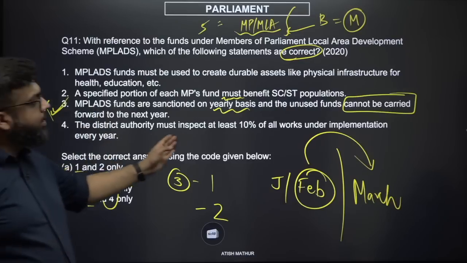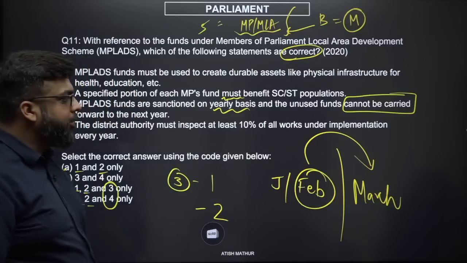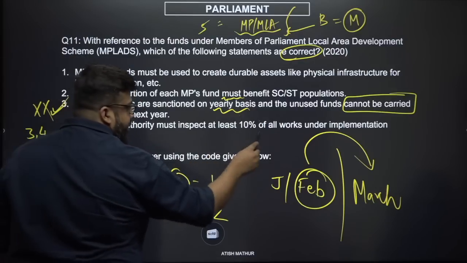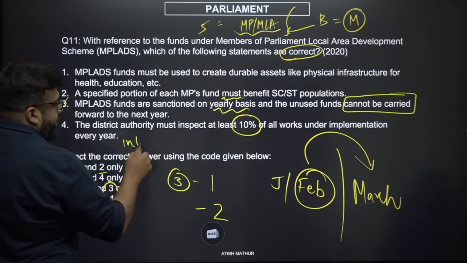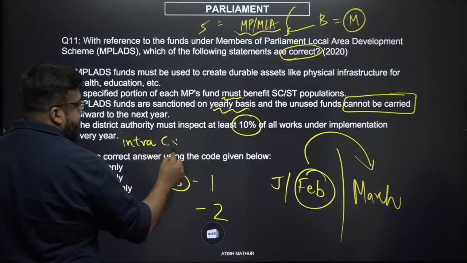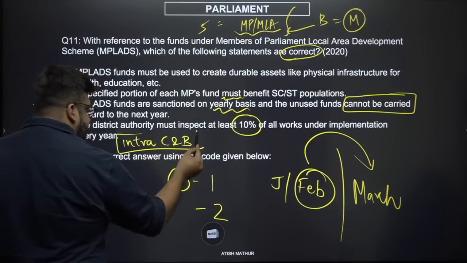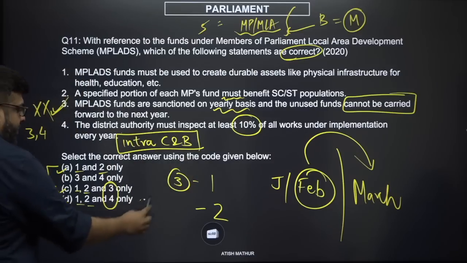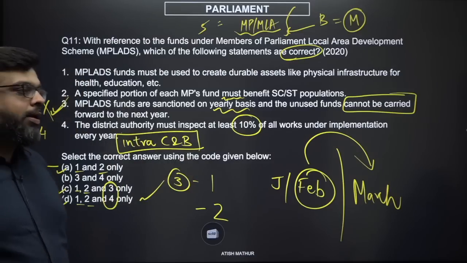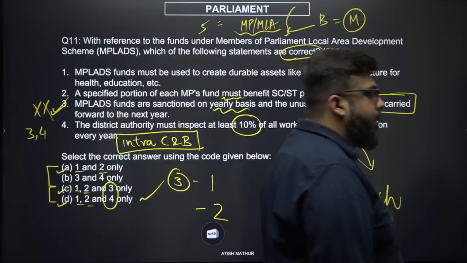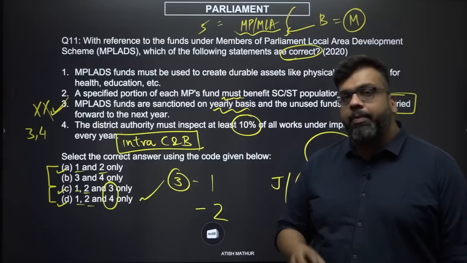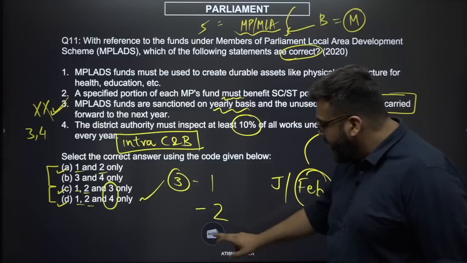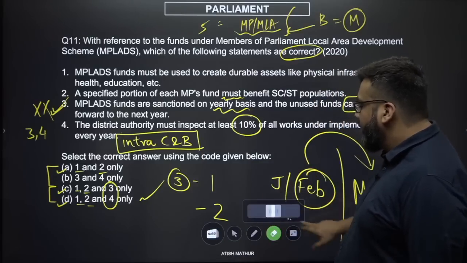The district authority must inspect at least 10% of the work. This might seem a little odd, but look at the larger principle. Isn't this about checks and balances at the grassroots level? So your answer is 1, 2 and 4, because you have eliminated by simple application of rules. A tough question, but if you are patient, if you are calm with it, you may come across the right answer.